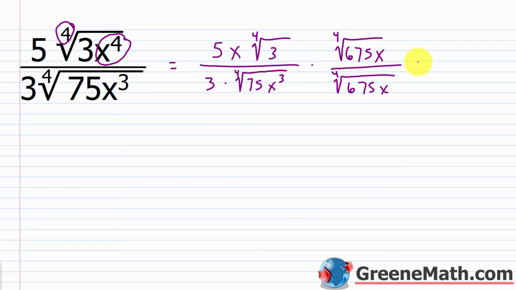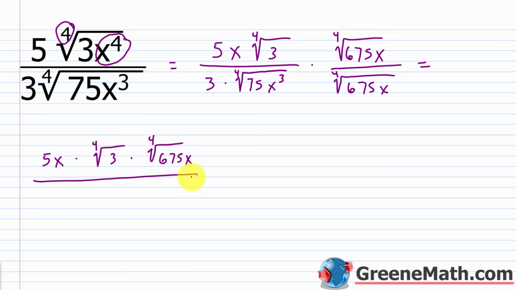So we'll have 5x multiplied by the 4th root of 3 times the 4th root of 675x over, you'll have 3 multiplied by the 4th root of 75x cubed times the 4th root of 675x. We know the 4th root of x to the 4th power would just be x. So let's just do that first. 75 times 675 ends up being 50,625. But we don't need to think about that because we built this by looking at the prime factors. We remember it was 5 times 5 times 3 to get to 75.